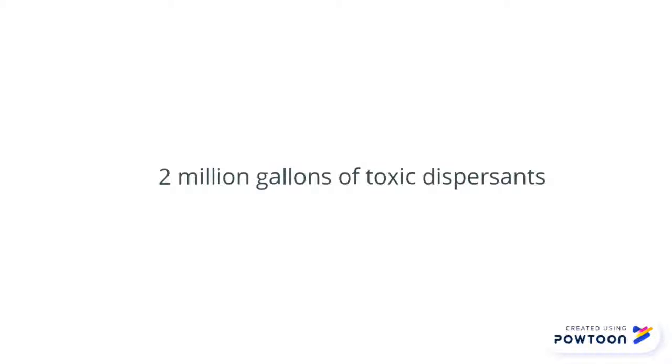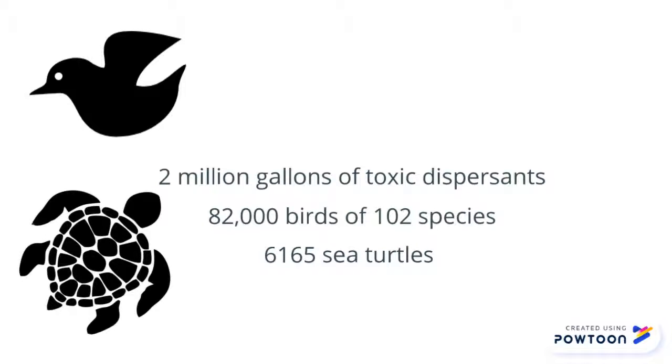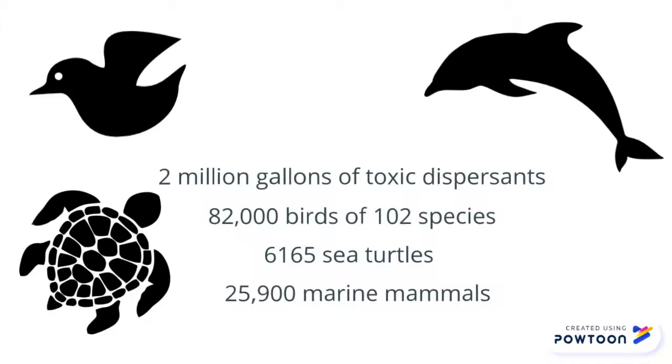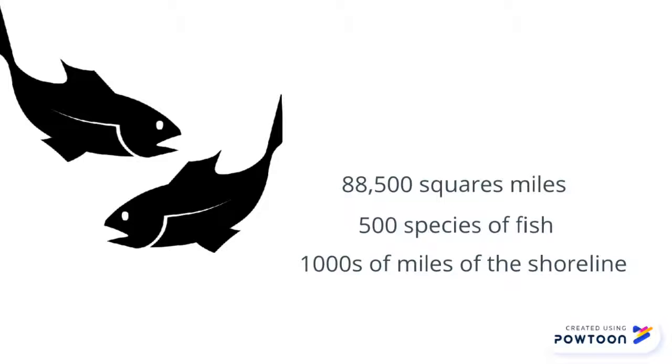Now let's count how many animals were harmed. 82,000 birds of 102 species, approximately 6,165 sea turtles, up to 25,900 marine mammals. An unknown number of fish, coral, and other marine life were killed. The spillage covered 88,500 square miles and affected over 500 species of fish. This didn't only affect the ocean. The spillage affected thousands of miles of the shoreline, killing shoreline animals like beach mice and shorebirds and plants like seagrass.